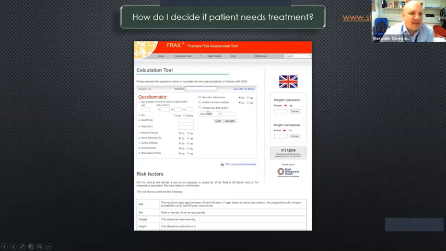Rheumatoid arthritis, secondary osteoporosis: you only need to really tick this if you haven't got the bone mineral density. It doesn't make any difference. If you do have the bone mineral density, you don't have to bother changing this. It doesn't make any difference. And alcohol, 3 or more units per day.